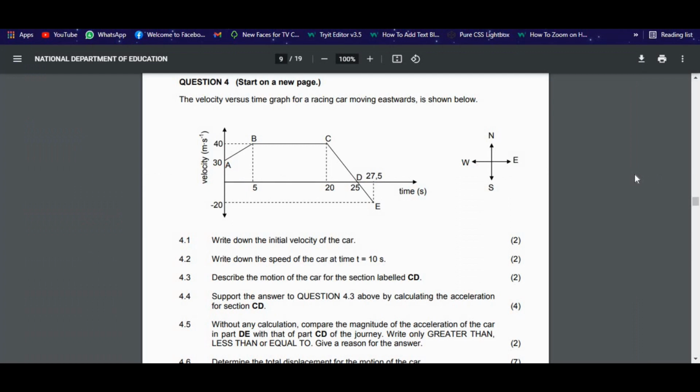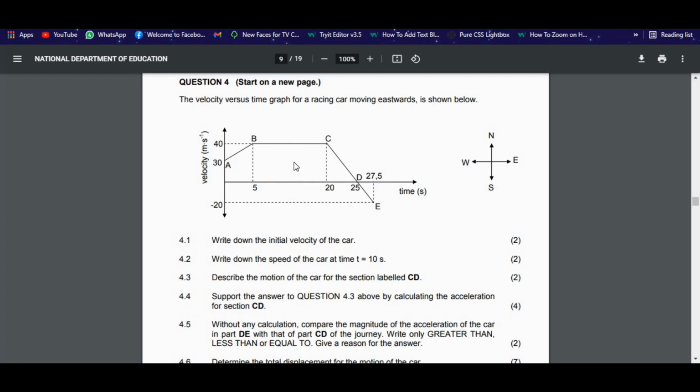Okay, all we did was read it straight off the graph. Now another question that we can also read straight off the graph with absolutely no calculation whatsoever is 4.2. Write down the speed of the car at time t equals 10 seconds. Now, time 10 seconds is not labeled here. So 10 is somewhere in between here somewhere. So now what we need to do is look at how the graph looks. You can see the gradient, because it's a flat line, the gradient is equal to 0. If gradient is equal to 0, nothing's changing. This is a parallel line with the x-axis.